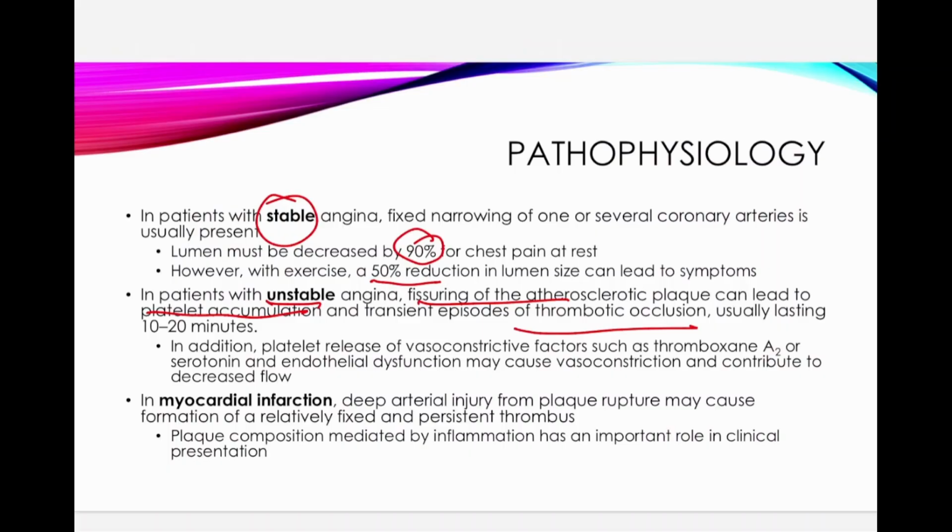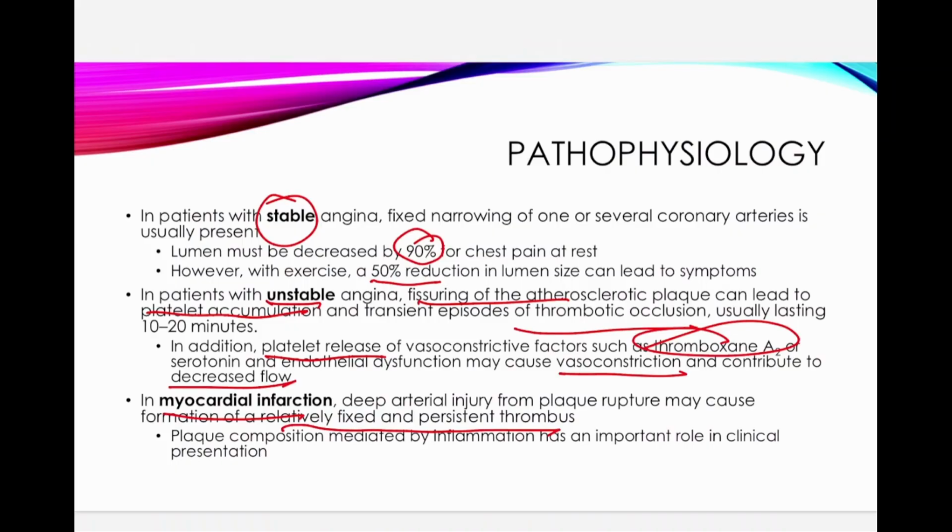We also have, because of platelet activation, this thromboxane A2, serotonin, and we may get some endothelial dysfunction going on from all these things being released due to the platelets. That will further cause vasoconstriction and further contribute to the decreased blood flow. Just remember, the heart is a muscle. It needs blood supply as well. Don't worry, the heart is going to pump the blood out to the body, but it's still a muscle and it still requires blood supply. In a myocardial infarction, that plaque rupture, deep arterial injury, presents a relatively fixed and persistent thrombus.